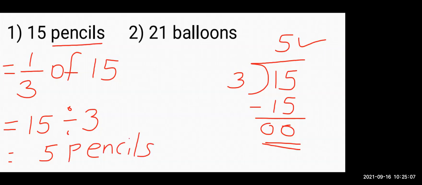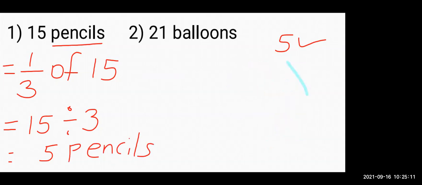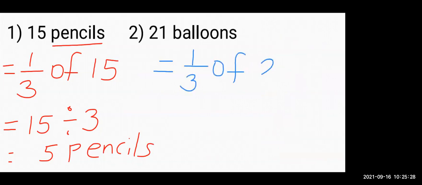Is it clear? The same way we are going to do the second sums also. Second sums, what is given? 21 balloon. Now 21 balloon means we have to find out the 1/3 of 21 balloon. So what will be our first statement? Our first statement will be 1/3 of 21. Now that means the second statement will be 21 should be divided by 3.